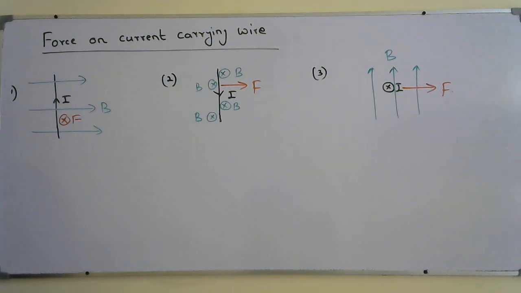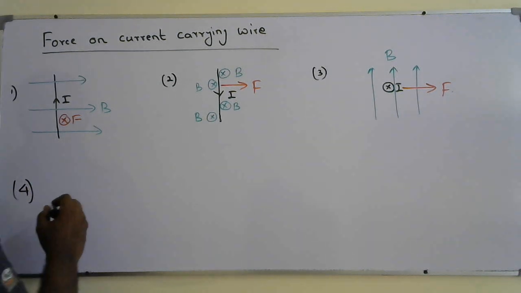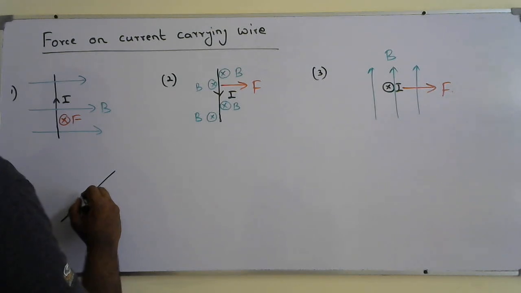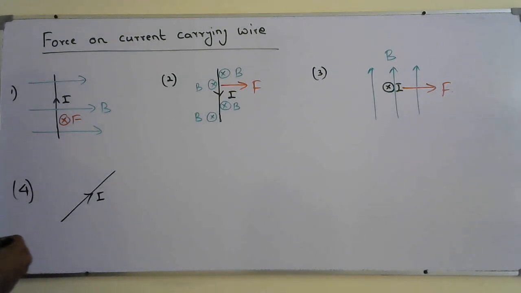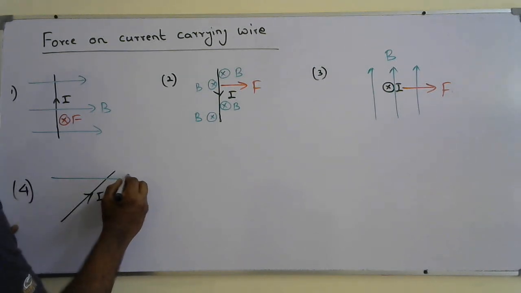Fourth example: the current carrying wire is at an angle. The magnetic field lines are towards right.